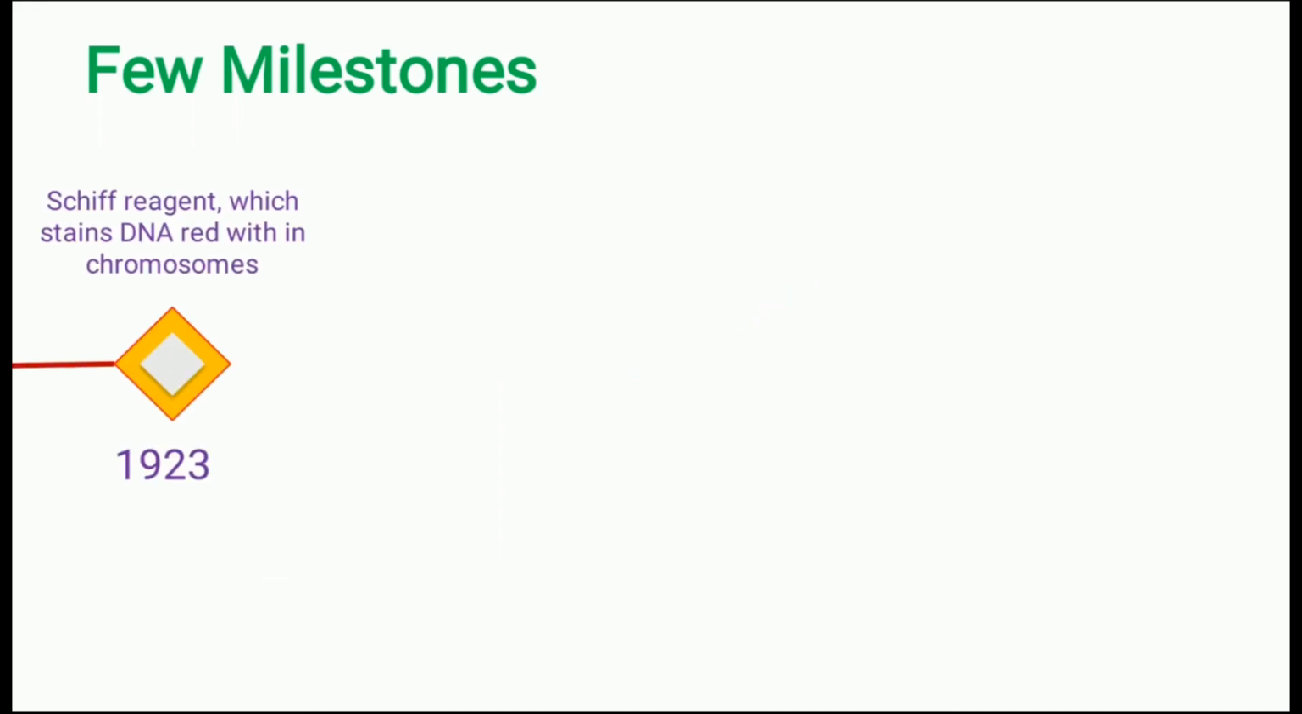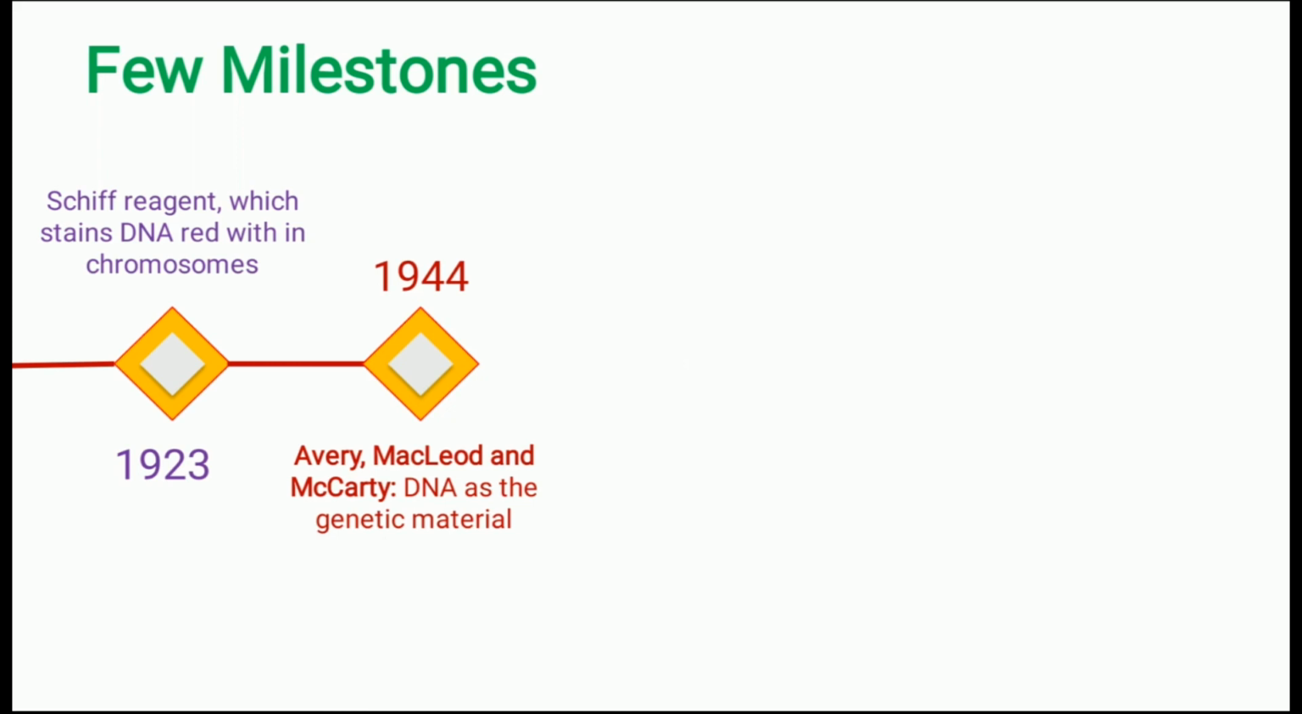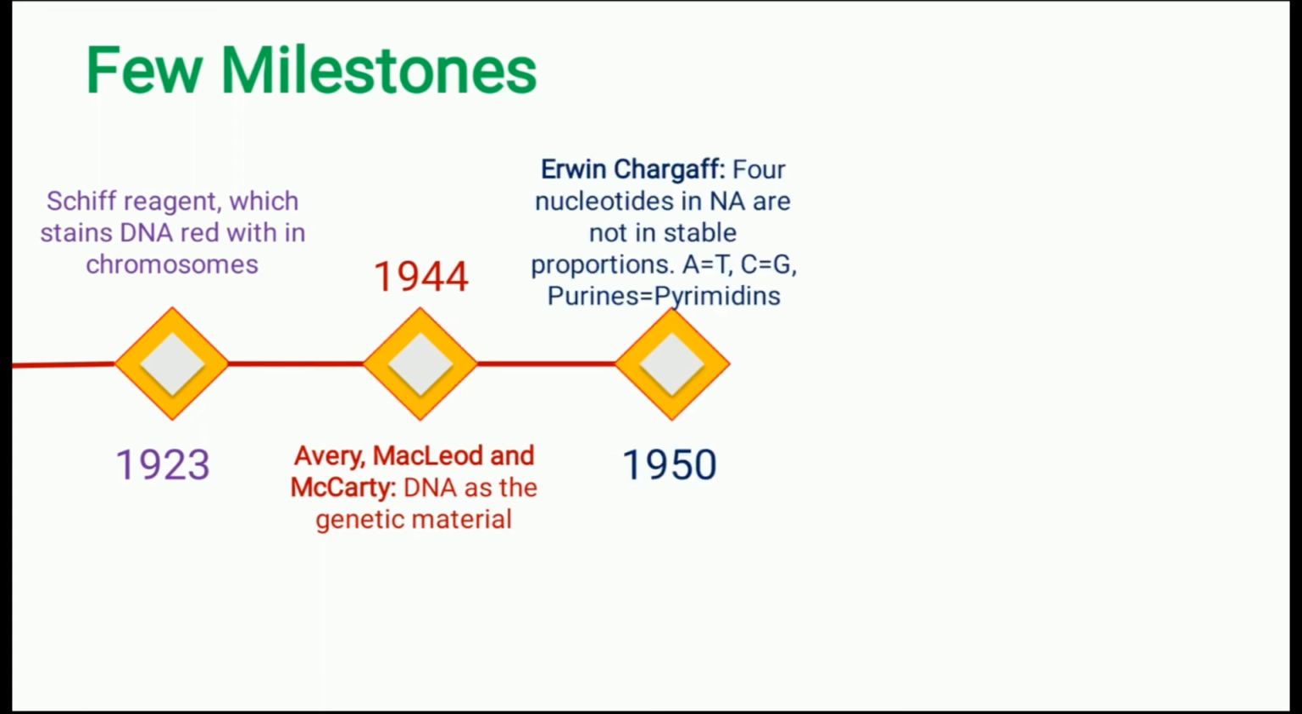Milestones involved in the DNA and RNA structural and functional analysis. In the year 1923, Schiff reagent was invented which specifically stains DNA molecules within the chromosomes. And in 1944, Avery, MacLeod and McCarty reported DNA as the genetic material. And in 1950, Edwin Chargaff found that the 4 nucleotides in nucleic acids are not in random proportions and they are arranged in order. The total number of adenine is equal to total thymine. Similarly, total C is equal to total G and the number of purines is equal to the number of pyrimidines.